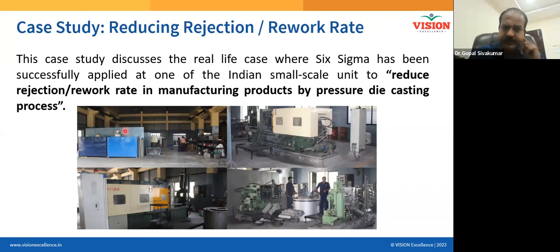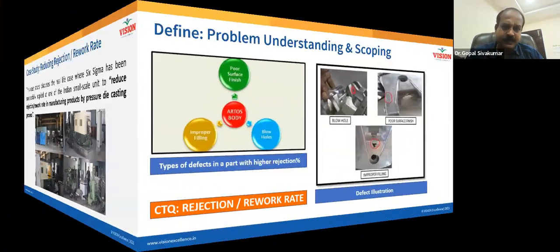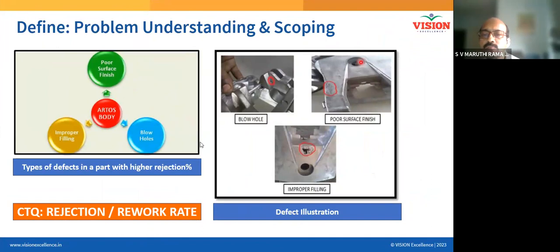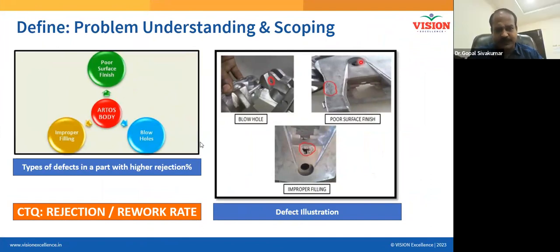So this is a case study where the team is focusing on reducing the rejection rate in the die casting industry, a manufacturing company where pressure die casting is used. And see here the problems. What are the problems they are trying to address? Blowholes, poor surface finish, and then improper filling. Three types of defects, and they have taken them together.